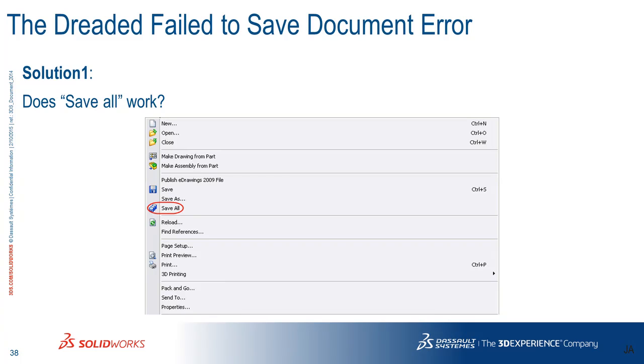There's quite a few different solutions for this, and when we're working on tech support, we're trying all of these with you to figure out which one is going to work. Every situation seems to be a little bit different. So one of the first things we like to do is start simple. Does save all work? If you're in an assembly, does save all work? This is going to save every last part file, assembly file, subassembly, and see if that does the trick for you. If that does it, then you'll probably be able to save the top level.